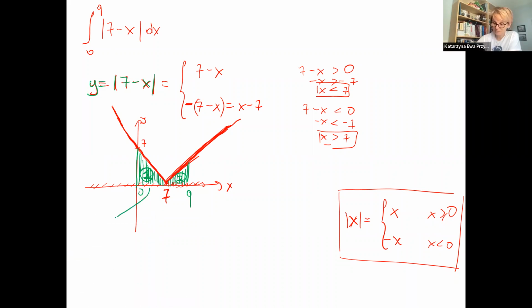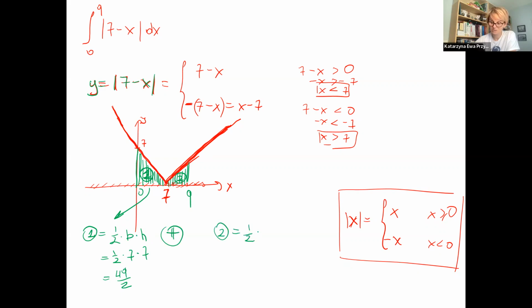What's the area of the first triangle? Yeah, 1/2 times base times height. 1/2, base is 7. Yes, thank you, Kian. And height is also 7. 49 over 2. And then everything is positive. We're adding the second one.